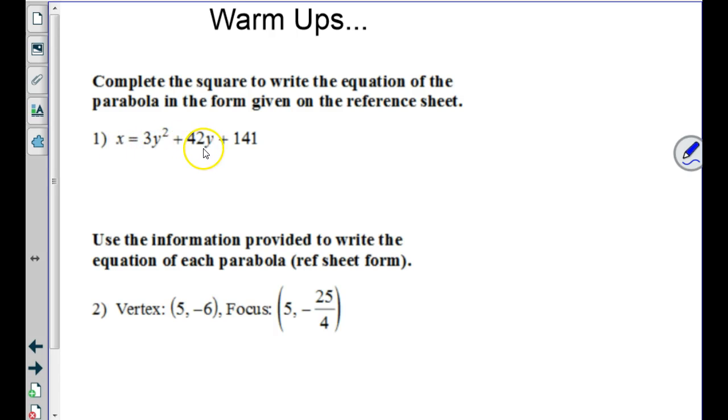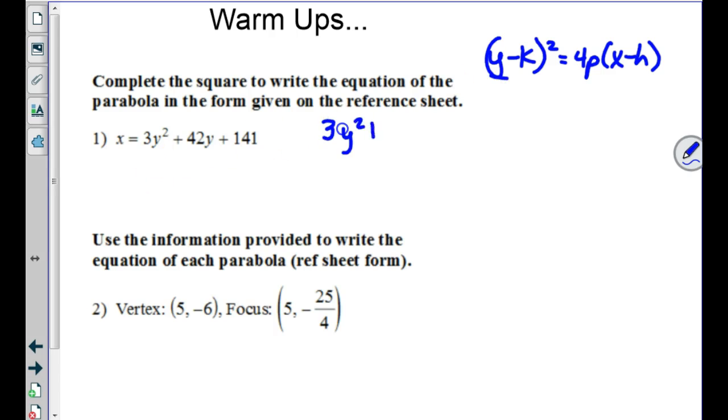The y's are over here. On our sheet, I feel like, doesn't it look like the y's, the squared quantity, is always on the left, just so that it matches up? So I think I'll rewrite this. So all I did is flip-flop things, okay?